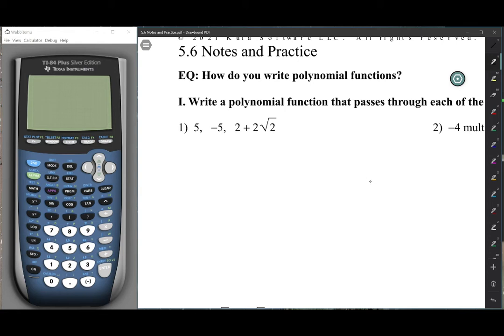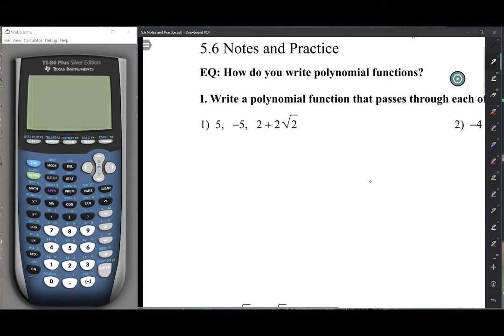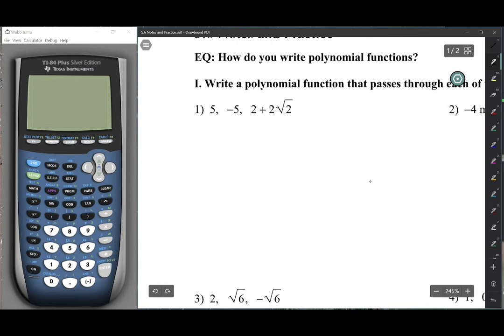Lesson 5.6. Today's lesson, how do you write polynomial functions? So we are going to be writing a function that passes through each of the given zeros. I promise today's stuff is a little easier than the other stuff, still more straightforward than factoring and all that craziness. But we'll get through it, and as always, practice will make perfect.